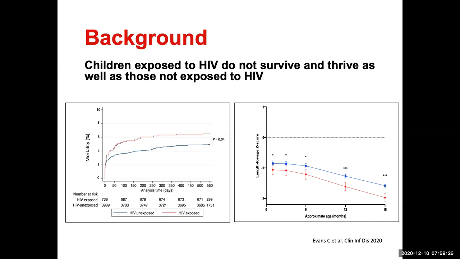Among children who did survive and were confirmed to be HIV negative at 18 months of age, the right-hand side of this slide shows the length for age Z-score. So this is looking at a child's length or height in respect of their age. And again, we can see the blue line, which is the children born to mothers without HIV, and the red line is the children born to mothers with HIV. And what this is showing is, again, from very early in life, a lower length for age Z-score among children who are HIV exposed, suggesting that they are not thriving as well as children who are HIV unexposed. Next slide, please.